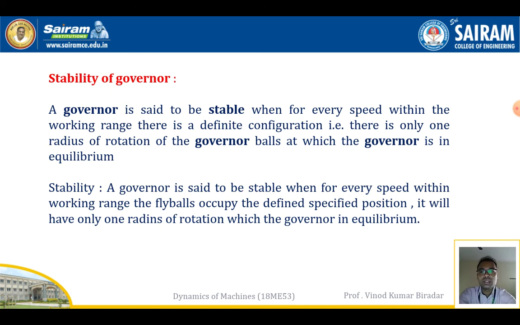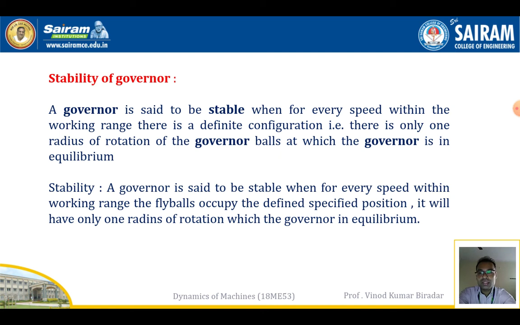How do we call a governor stable? A governor is said to be stable when for every speed within the working range there is a definite configuration, that is, there is only one radius of rotation of the governor ball at which the governor is in equilibrium position. Both the masses of the ball should be in equilibrium, and we cannot move the sleeve up and down. Such a condition we call a stable governor.